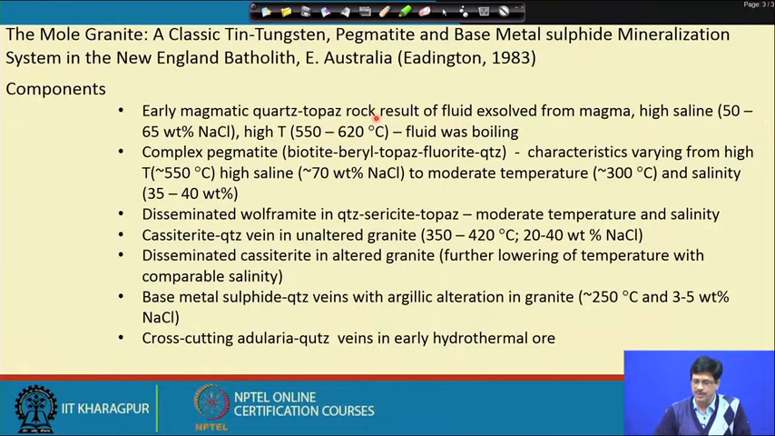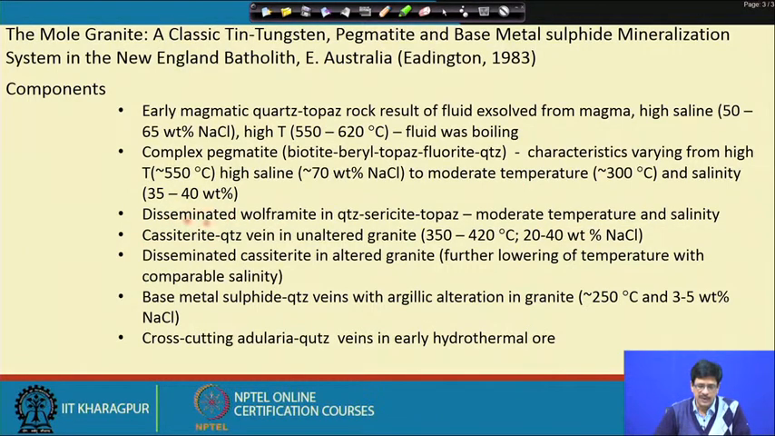So, it is essentially a quartz-topaz rock where the salinity of the fluid is from 50 to 65 weight percent NaCl, and the temperature is high, almost more than 620 degrees Celsius. These are all determined from the homogenization data, but these temperatures are also not pressure corrected, as suggested by the authors. Then it gives rise to a complex pegmatite, biotite, beryl, topaz, fluorite and quartz, with characteristics varying from high temperature and high salinity again, to moderate, evolving down to temperatures as low as 300 degrees Celsius.